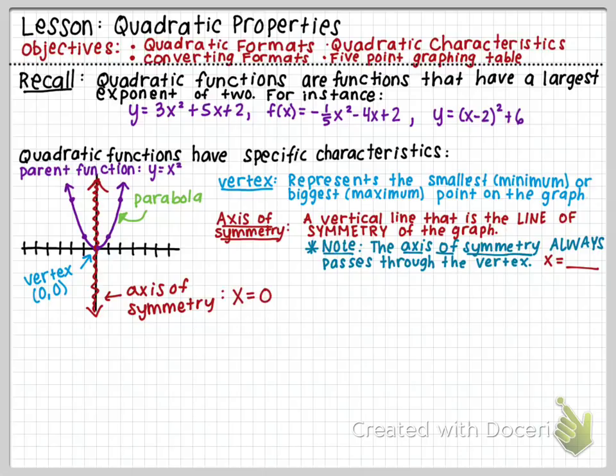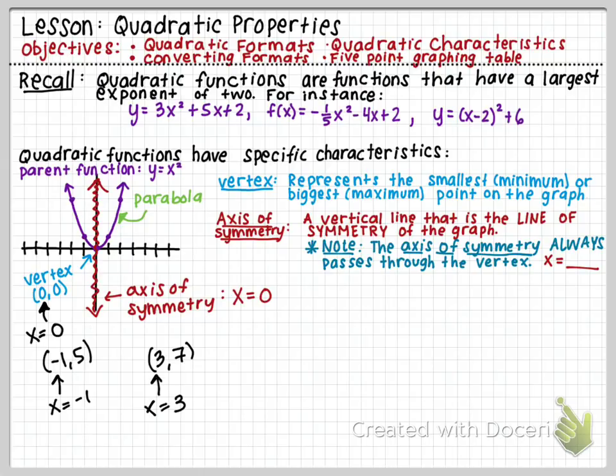Now don't forget the axis of symmetry is an x equals. So notice right there, it says that the axis of symmetry is always x equals something. In this case, our axis of symmetry is x equals 0. It's always going to be the x part of the vertex. So if your vertex is 0, 0, your axis of symmetry is x equals 0. If your vertex was negative 1, 5, your axis of symmetry is x equals negative 1. If your vertex was 3, 7, your axis of symmetry would be x equals 3.